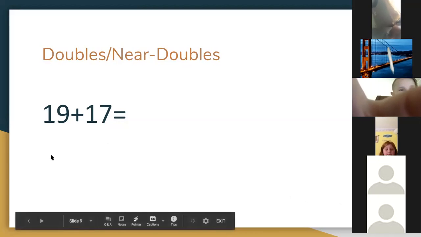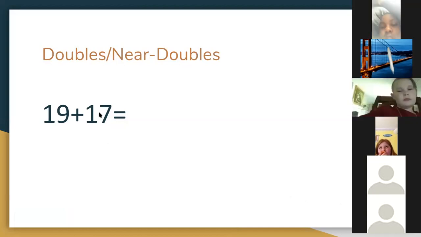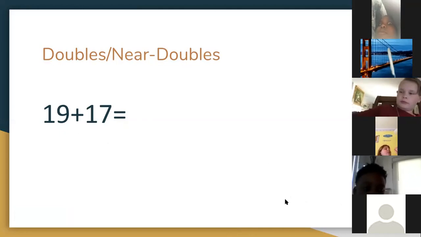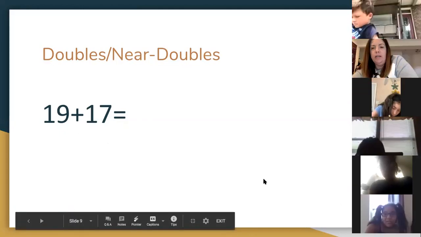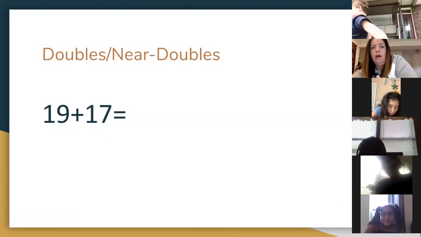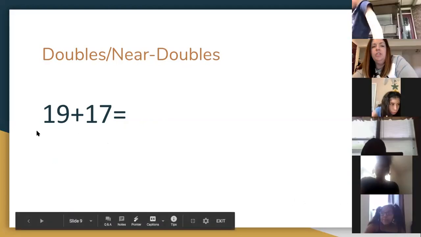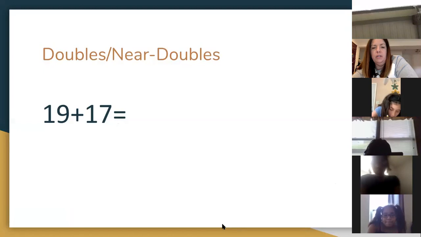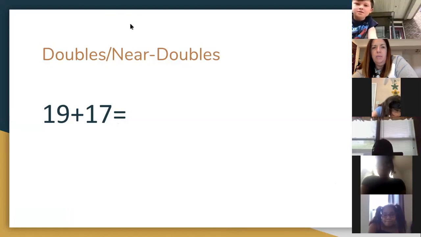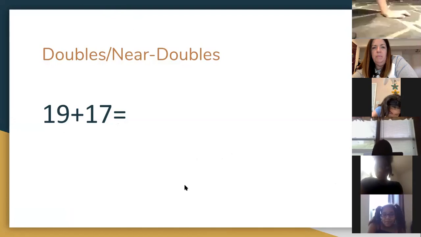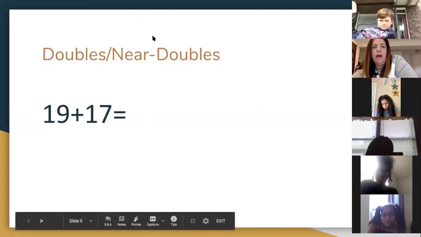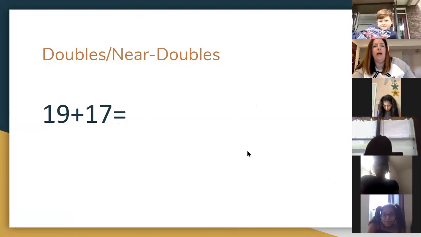Okay, so you said I'm gonna separate these numbers out. I'm gonna break them apart. 10 plus 10 is 20, 9 plus 7 is 16, and 20 plus 16 is 36. Okay. It gets a little bit tricky to do the near doubles when you're talking about getting farther away.